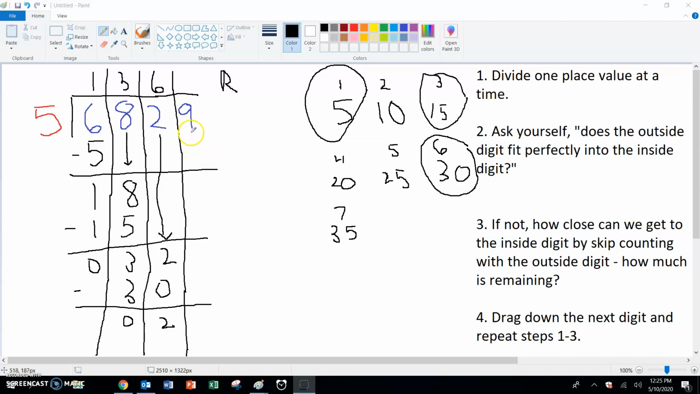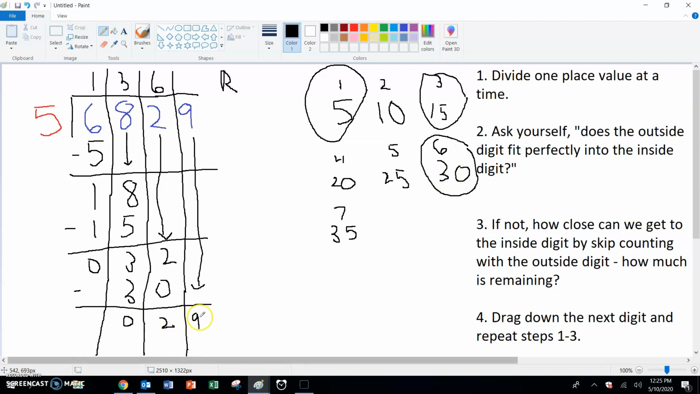Last step. We take our last digit, 9, and we bring it down. Read the number exactly as it is, 29. How close to 29 can we get? Skip counting by 5. Let's simply look over here. 2 groups of 5 gives us 10, 3 gives us 15, 4 gives us 20, 5 gives us 25. 6 groups of 5 gives us 30.